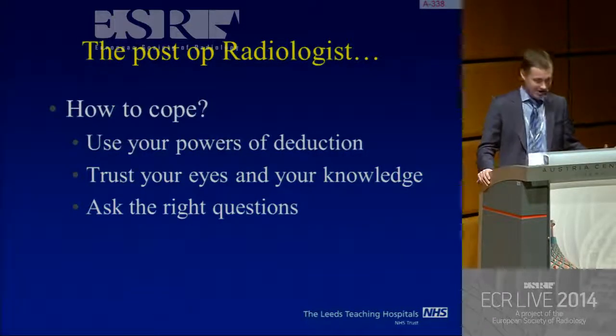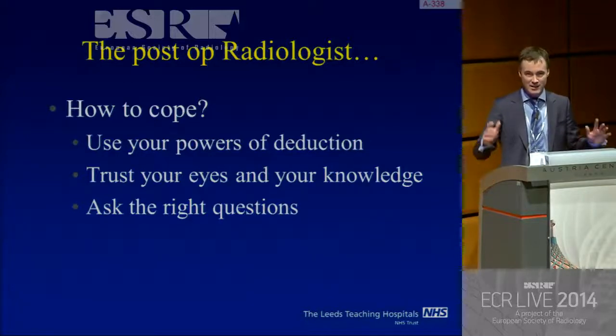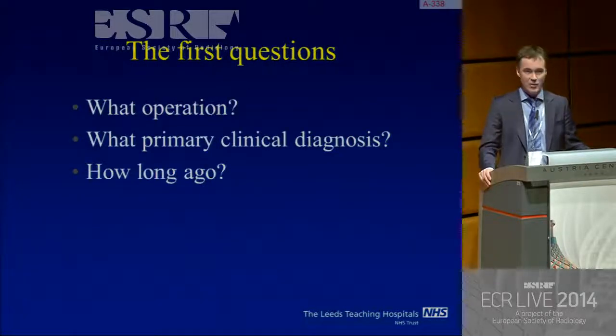So how do we cope with this? Well, you have to use your powers of deduction, trust your eyes, and trust your knowledge, particularly now that you understand all of these different areas of surgery that can be done in abdominal surgery, and ask the right questions. The questions that I always ask to start with are, what operation did you do? What is your primary clinical diagnosis? What are you actually worried about with this patient? And how long ago did you operate? These are really essential.